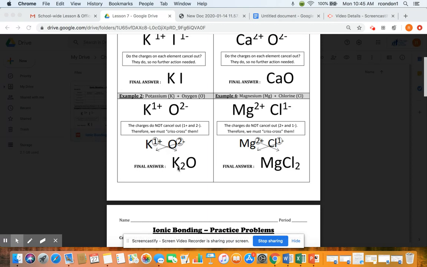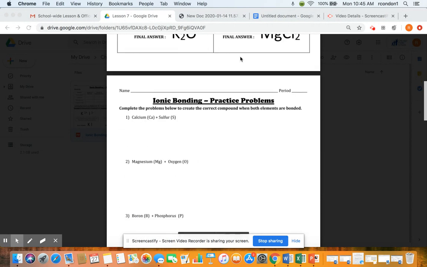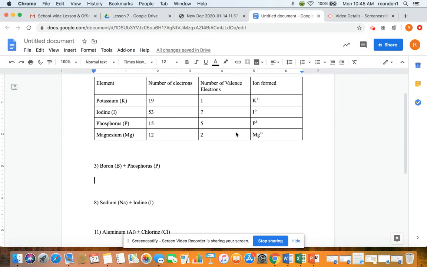So the formula is going to be K2O. So 2 potassiums and 1 oxygen. The reason is that to cancel out a -2 charge, you need 2 plus charges. That's why there have to be 2 potassiums and then just 1 oxygen. You have +1, +1, -2. That's why it's neutral. So I'm going to go through a couple of practices to show you my thinking.